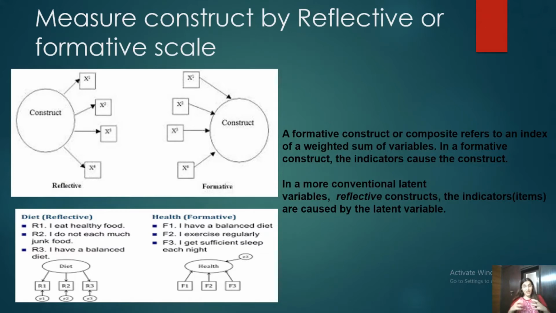So if I have to measure the diet of a person, if I have to measure if Jaspreet Kaur is dieting or not, okay, what should I ask Jaspreet? I should ask Jaspreet three statements. I eat healthy food. Strongly agree to strongly disagree. Jaspreet will take strongly agree. I do not eat much junk food. Strongly agree to strongly disagree. Jaspreet will take strongly disagree.